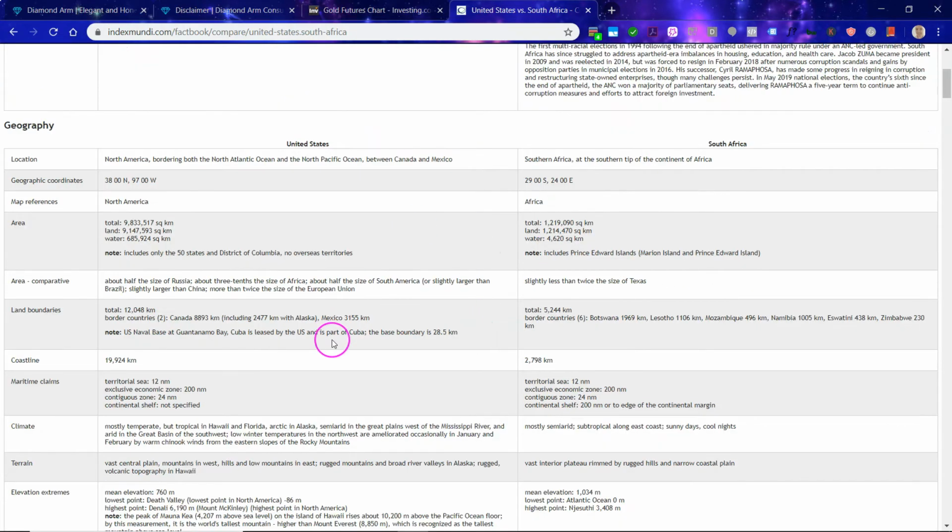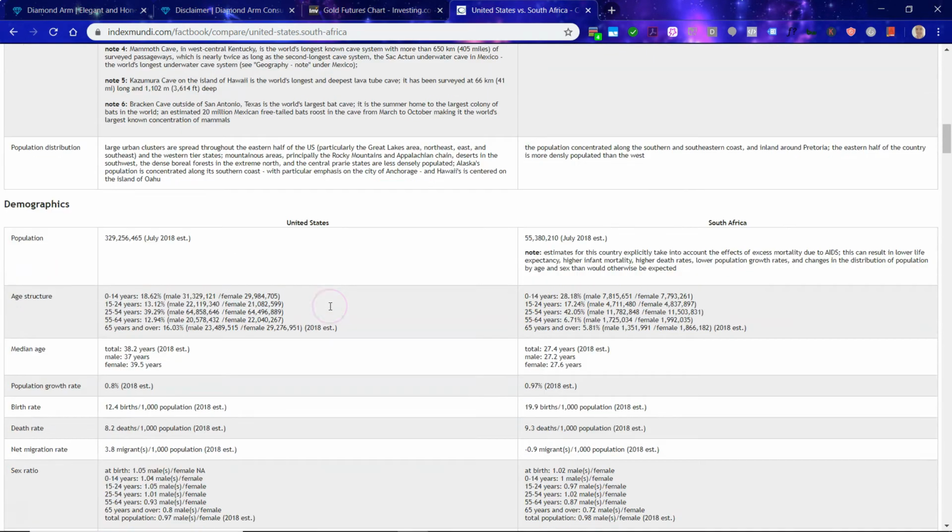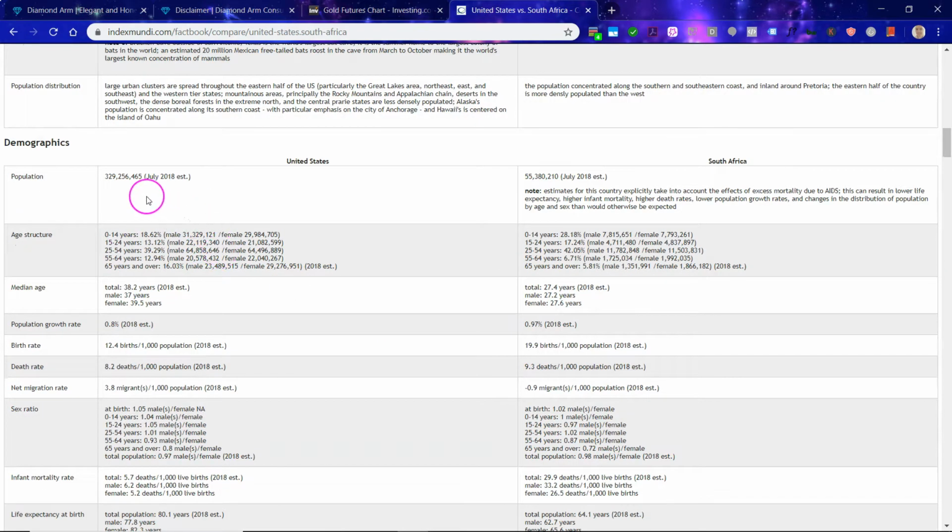Here we got a bunch of geographic data. Let's maybe scroll down a bit. Here are some demographics. You can see that there are 55 million people in South Africa.